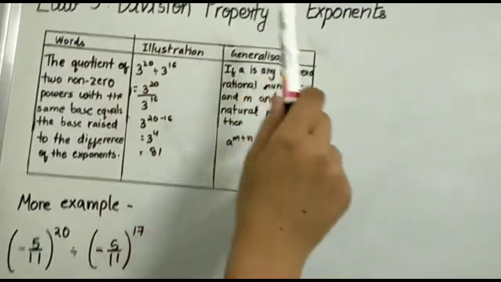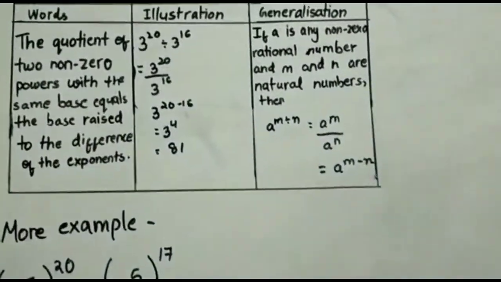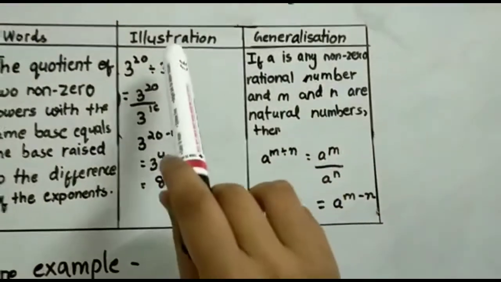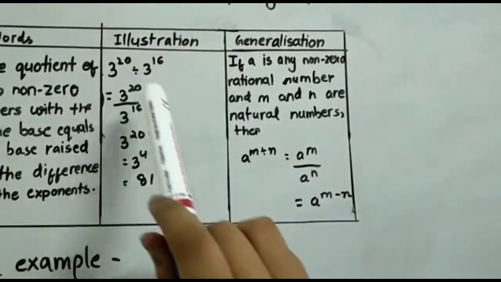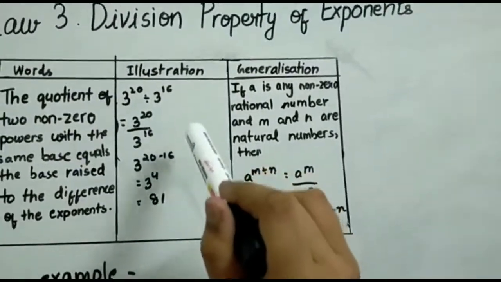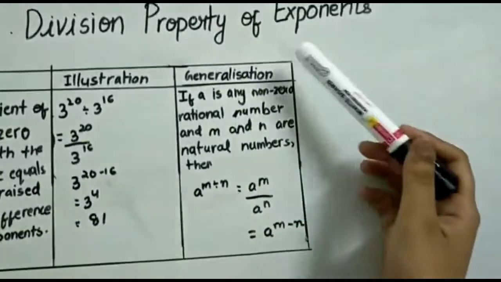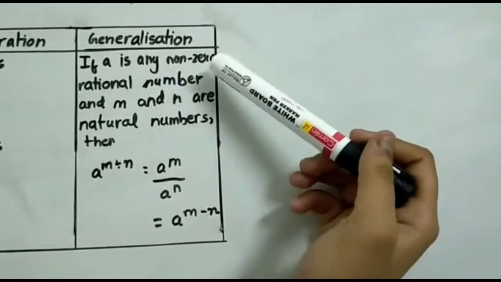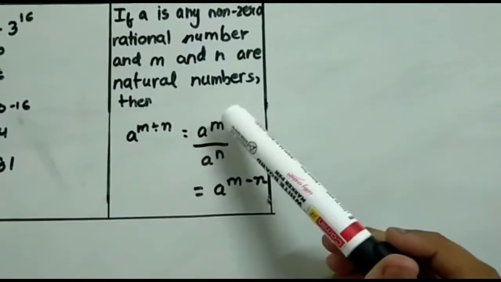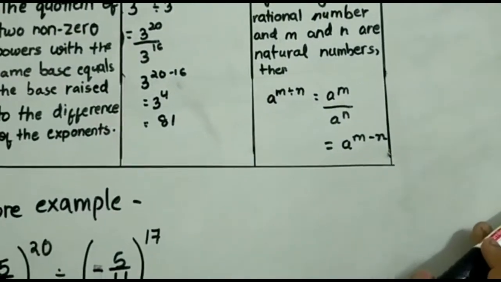Law 3. Division property of exponents. Words. The quotient of two non-zero powers with the same base equals the base raised to the difference of the exponents. Illustration: 3 to the power 20 divided by 3 to the power 16 equals 3 to the power 20 minus 16 equals 3 to the power 4 equals 81. Generalization: if a is any non-zero rational number and m and n are natural numbers, then a to the power m divided by a to the power n equals a to the power m minus n.